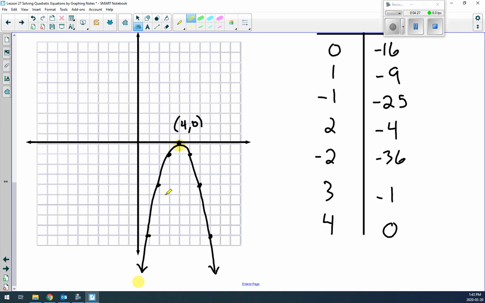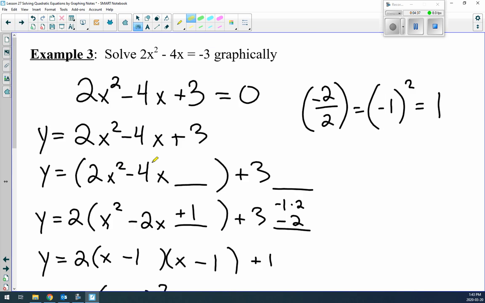Okay, so that's the second example. The first one was going through the x-axis twice. This one is touching the x-axis. You want to take a guess on the next one? Yep, it's going to be no x-intercepts. But let's take a look. So solve this graphically. Look at this.